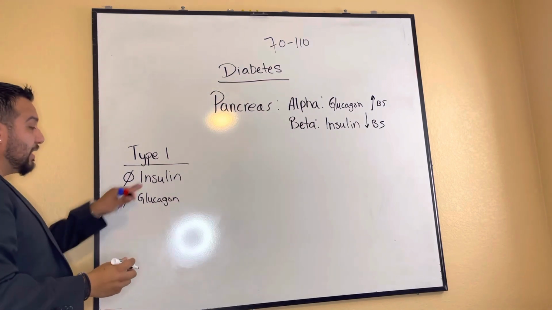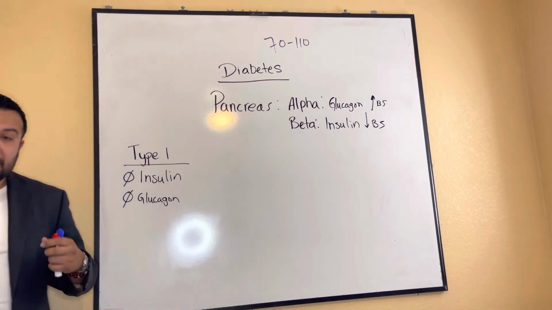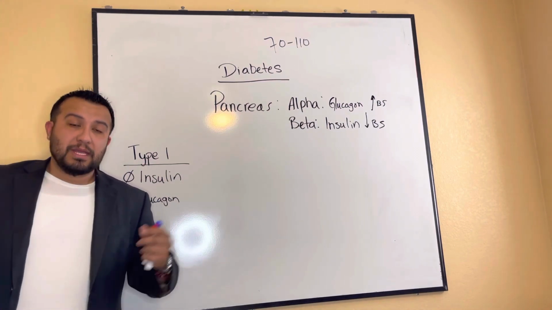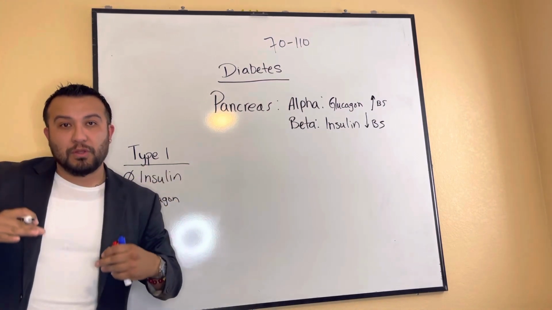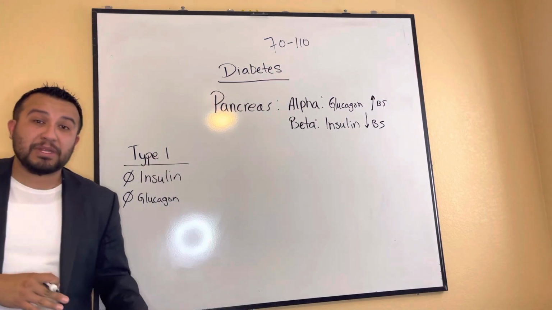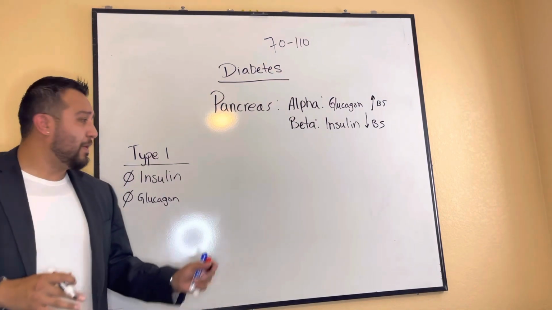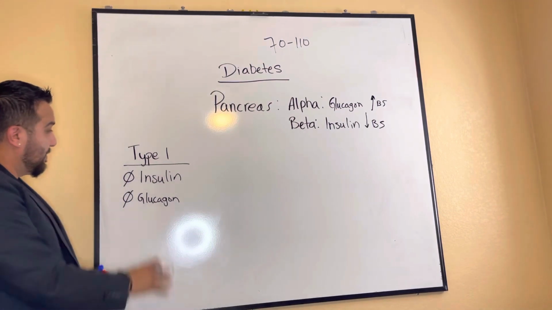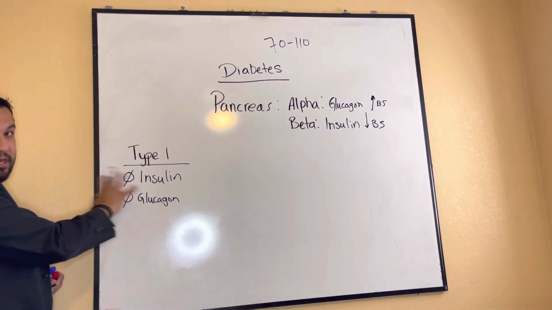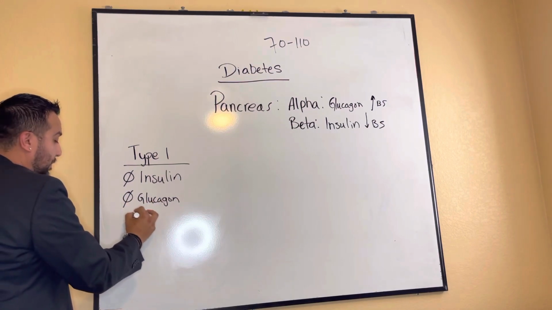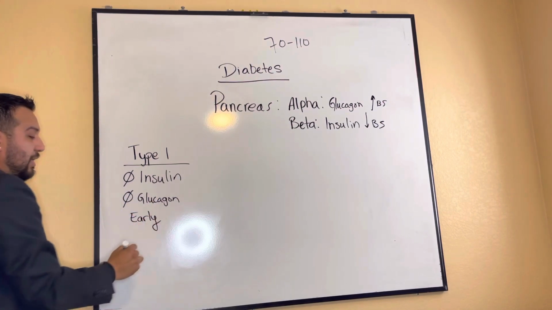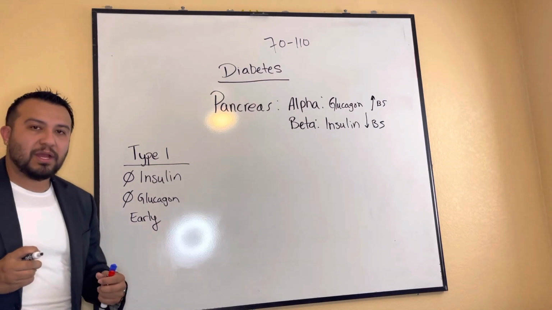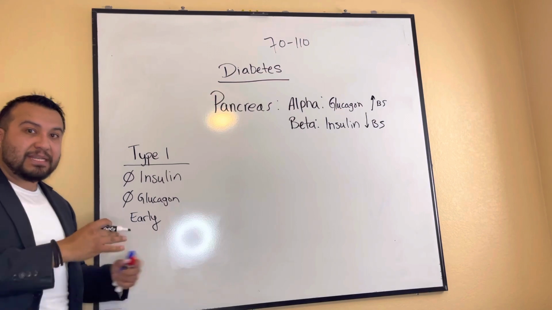Okay, so again, these two hormones in a healthy individual help maintain normal glucose levels. When your blood sugar gets too high, insulin is released, blood sugar goes down. When you haven't consumed any food and your blood sugar starts to drop a little bit, glucagon is released, and then blood sugar increases. Well, this is the issue with type 1 diabetes. You have none of those, and it usually happens early on in life.